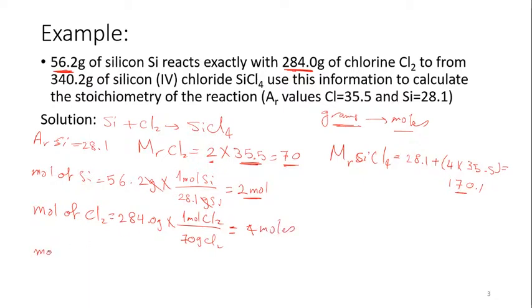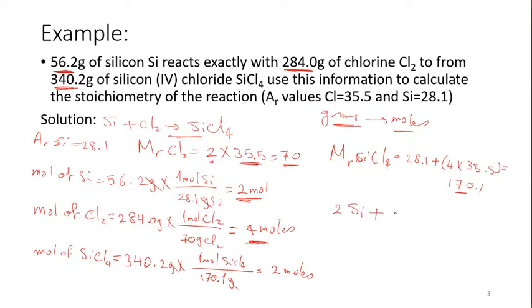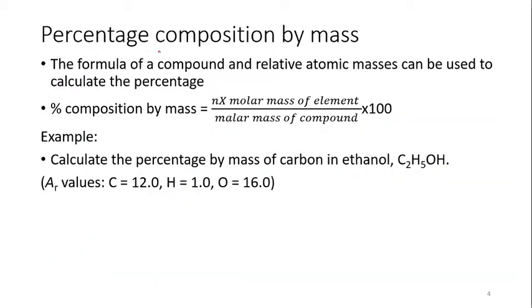The third part, knowing the number of moles of the produced silicon tetrachloride, that would be equal to the given information, which is 340 grams, multiplied by 1 mole of silicon tetrachloride per 170.1 grams of silicon tetrachloride. So this means I will have 2 moles. Now let's write the equation with its correct stoichiometry. So I write 2 moles of silicon that would react with 4 moles of chlorine gas to give me 2 moles of silicon tetrachloride.